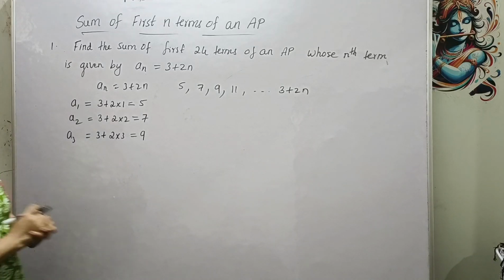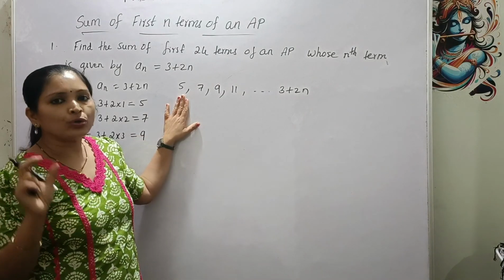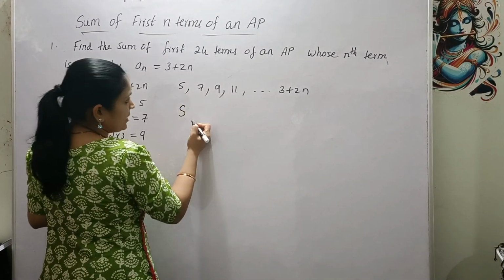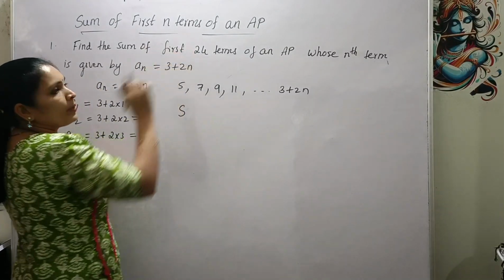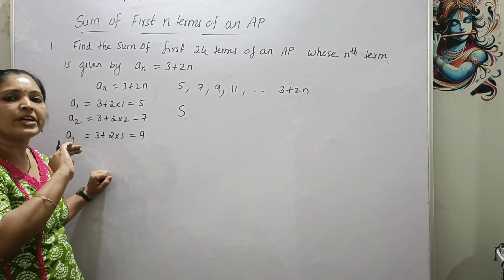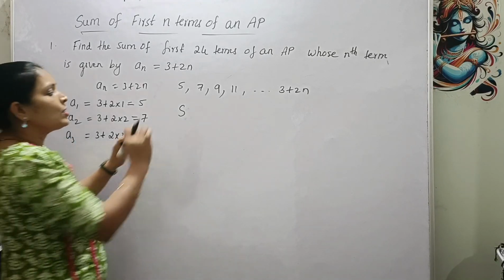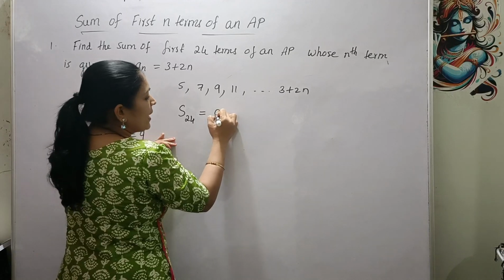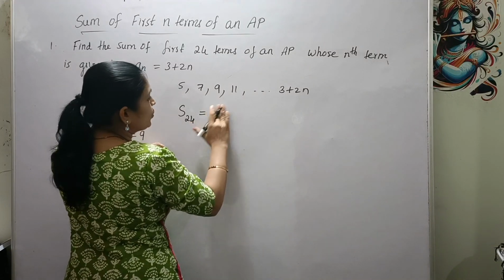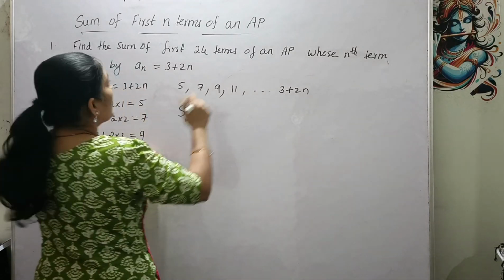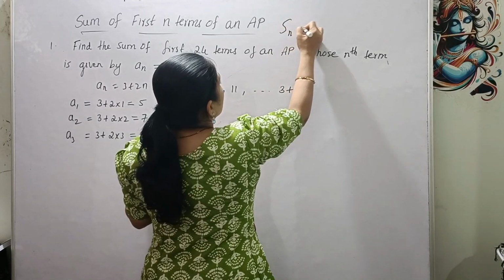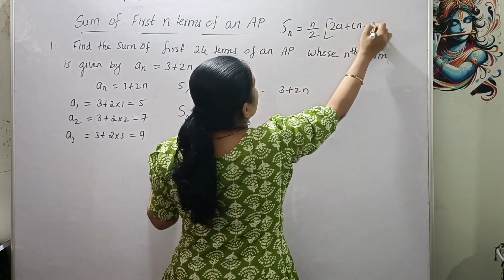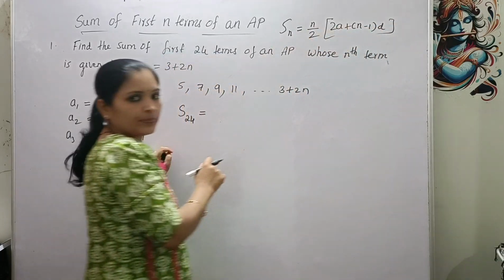Then after that, here we have to find the sum, right? So what is the sum formula? Here n is equal to 24 because we have to find the sum of first 24 terms, right? So Sn, that is S24 is equal to n by 2. What is the formula? Sn is equal to n by 2 into 2a plus n minus 1 into d. It is the formula.